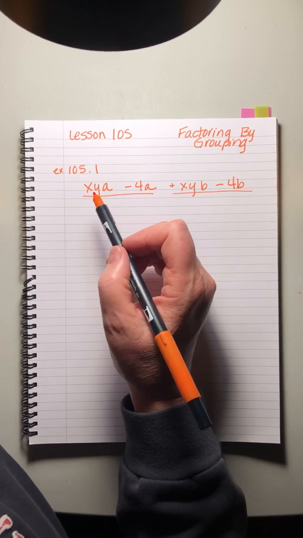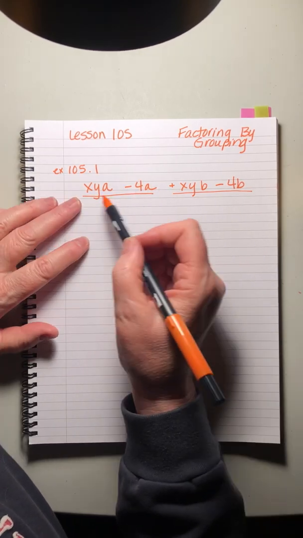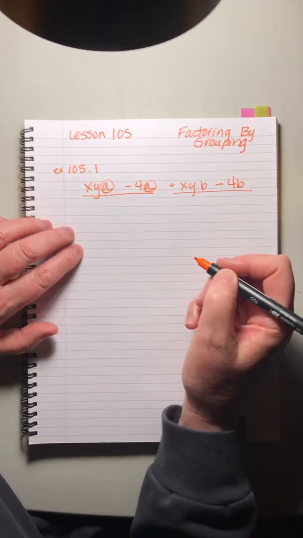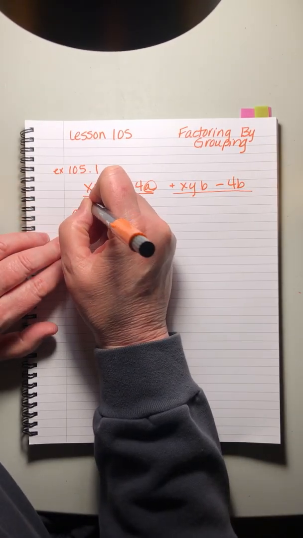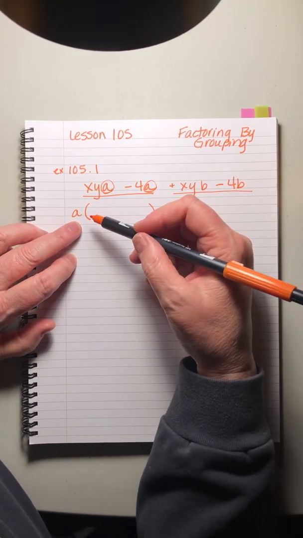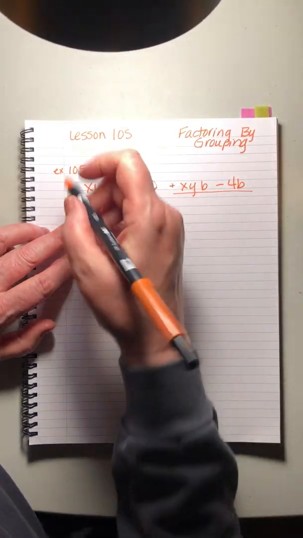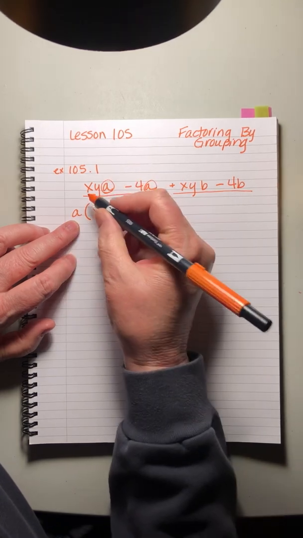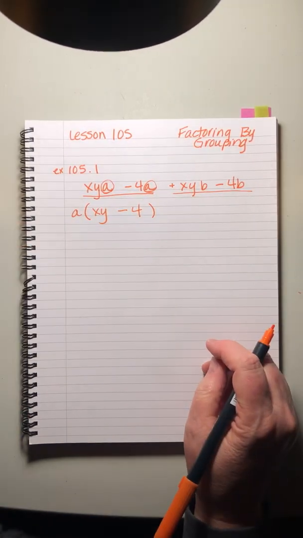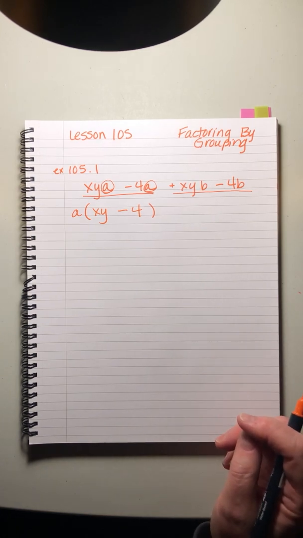What letters and numbers do they have in common? And I see they both have an A, right? So I'm going to factor out the A, and then I write in parentheses what's left behind of each term after I pull the A out. XY for the first one, right? Minus 4. Okay, that wasn't too bad, right?